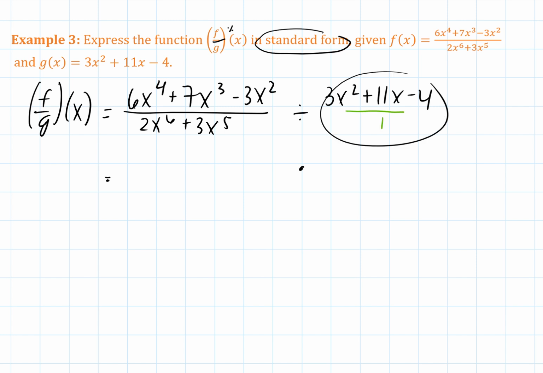Well, we can turn it into a fraction by putting it over 1. You can always divide anything by 1. That doesn't change anything. So that makes it clearer when I flip it around, when I take the reciprocal. 3x squared plus 11x minus 4 ends up in the denominator, and you've got just 1 in the numerator. The other fraction doesn't change.